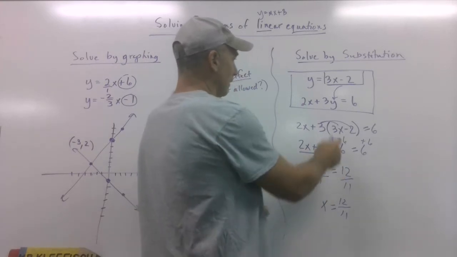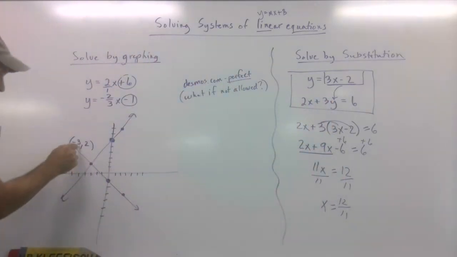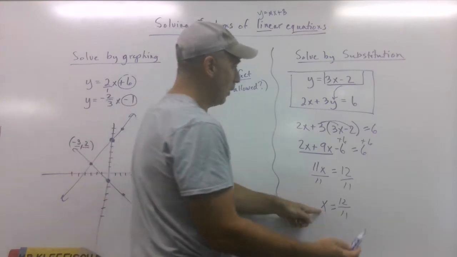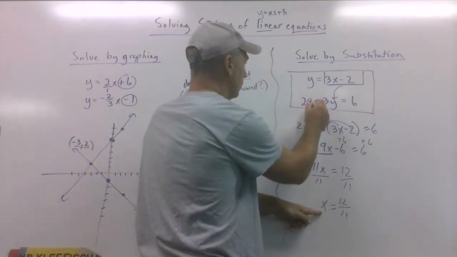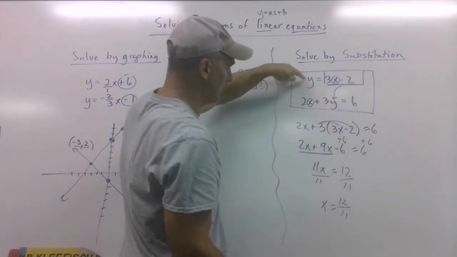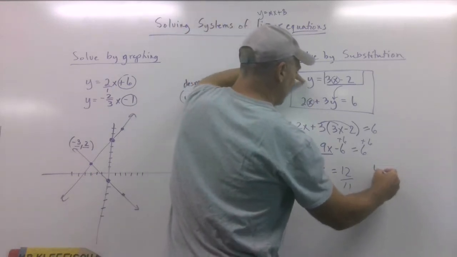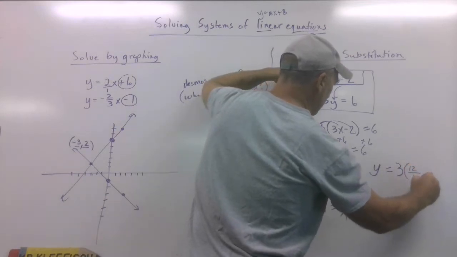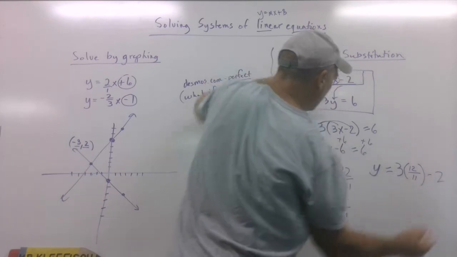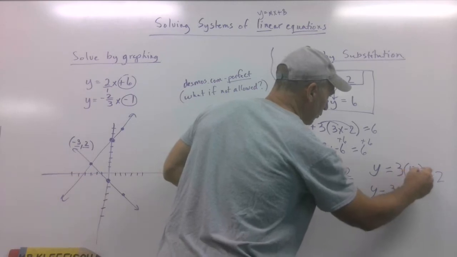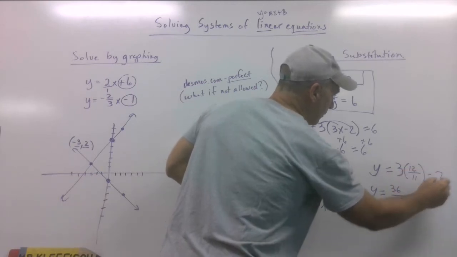Now, the question is, what are we trying to find? We're trying to find the x value and the y value where these two lines intersect. Now, I found the x value. How do I find my y value? Well, I can put this x here, or I could put it here. Now, to me, putting it here looks a little easier because I'm trying to find y. So I'm going to put it in that one. So y equals 3 times my x, which is 12/11, minus 2.